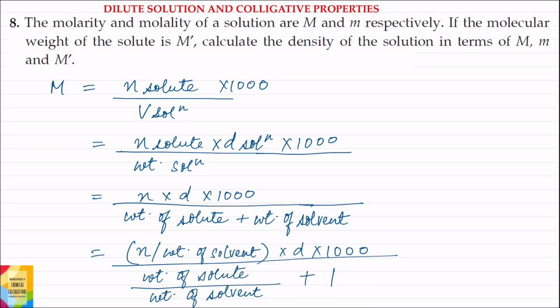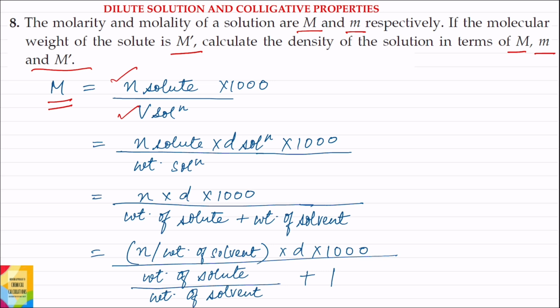Question 8. The molarity and molality of a solution are capital M and small m respectively. If the molecular weight of the solute is m dash, calculate the density of the solution in terms of capital M, small m and m dash. Formula for molarity क्या है?